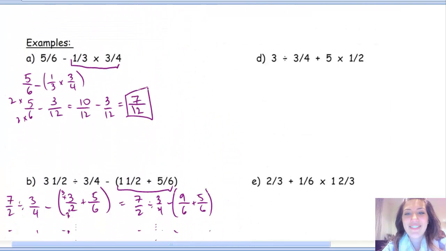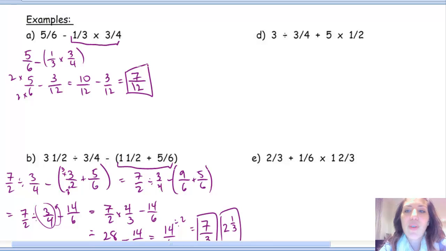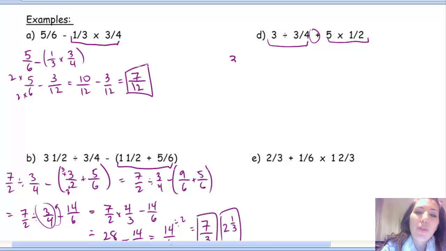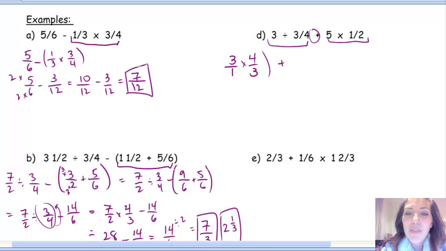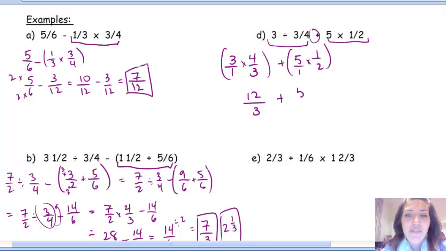All right, on to D. 3 divided by 3/4. Oh, that's division. Then we have addition. Then we have multiplication. So we can do each of those parts at the same time and then add them together last. So 3 can be written as 3/1. Divided by 3/4 can be written as multiplied by 4/3. Plus, we've got 5 can be written as a fraction times 1/2. So 3 times 4 is 12, divided by 1 times 3 is 3, plus 5/2.